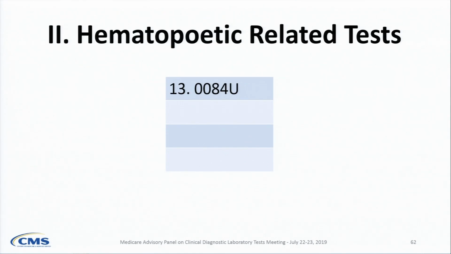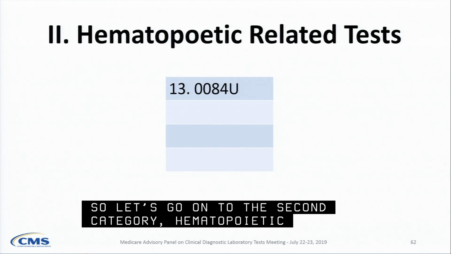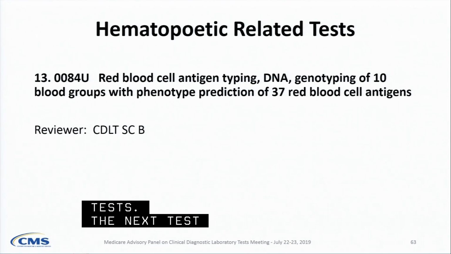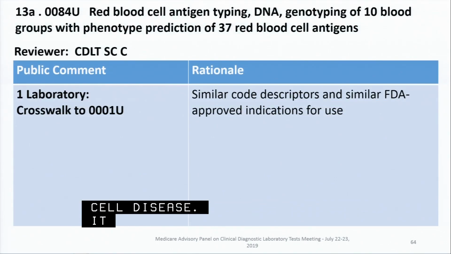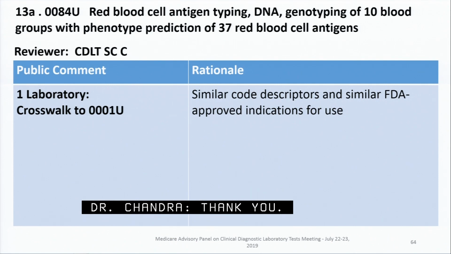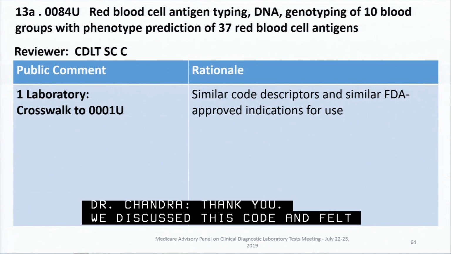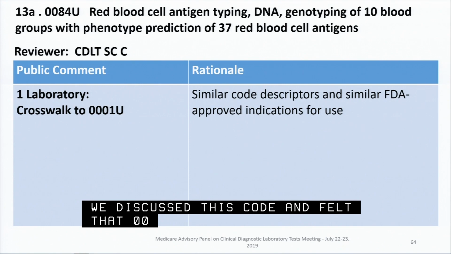Okay, so let's go on to the second category, and that's hematopoietic related tests, and the next test is item 13, 0084U, and this is a test related to sickle cell disease, and it was primarily reviewed by Subcommittee B, so Dr. Chandra. Thank you, Karen. We discussed this PLA code and felt that the CPT code 0001U is a reasonable CPT code reflecting similar resources, and we recommend that for a crosswalk.